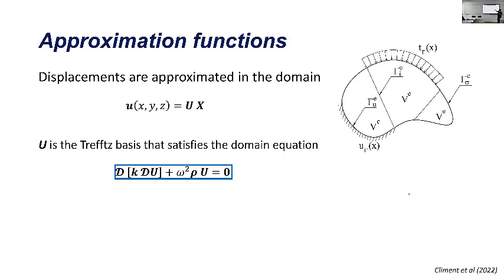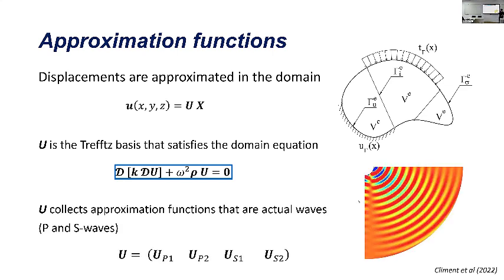The displacements are approximated using this matrix U that collects the Trefftz basis that satisfies this domain equation, that is the Navier problem we presented before. So this U collects approximation functions that are actual waves. So they are the solutions of this problem. So we have, in this case, because we are dealing with biphasic media and also 3 dimensions, 2 compression waves because we have fluid and solid, and 2 shear waves because we have 3 dimensions.